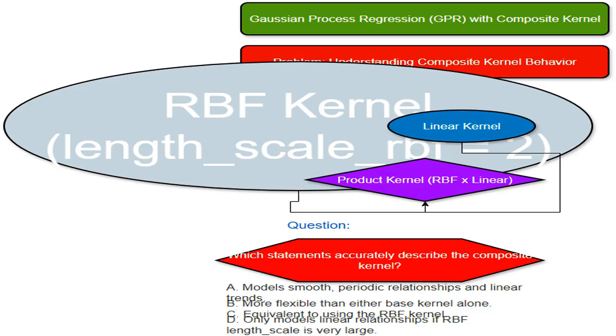The radial basis function, RBF, kernel is one of the popular kernel functions. It models smooth, nonlinear relationships in data. The length scale parameter, here 2, controls how smooth the model will be. A smaller value means more localized, wiggly relationships, while a larger value creates smoother relationships.